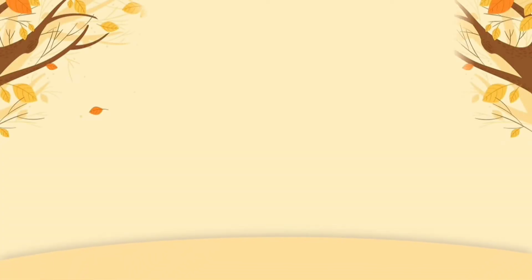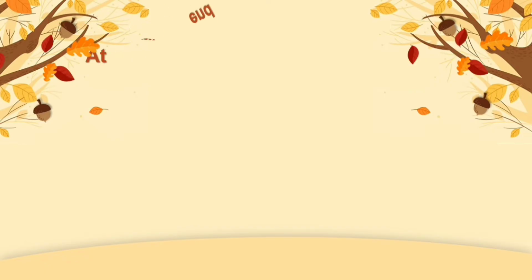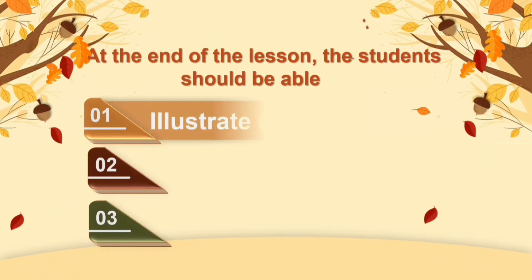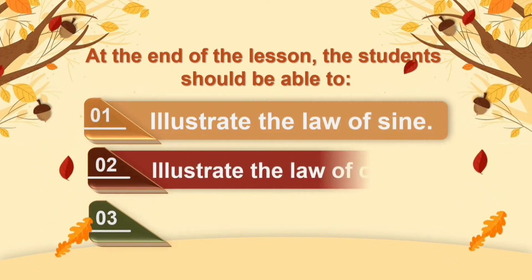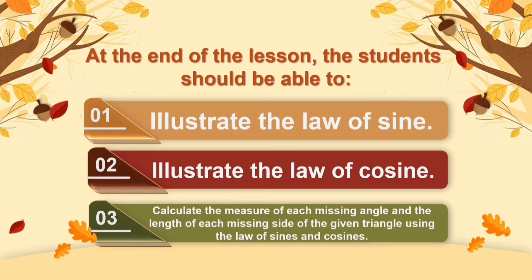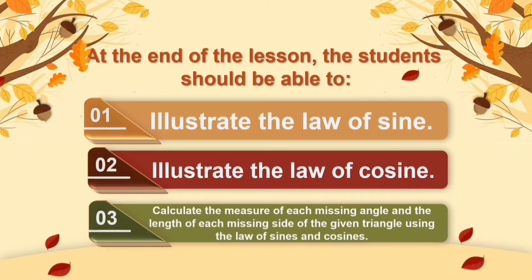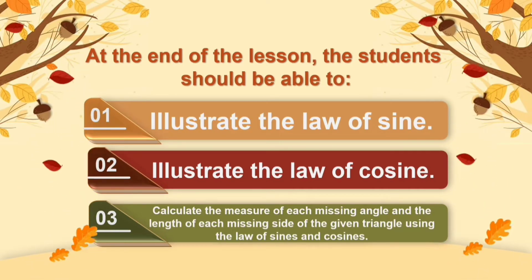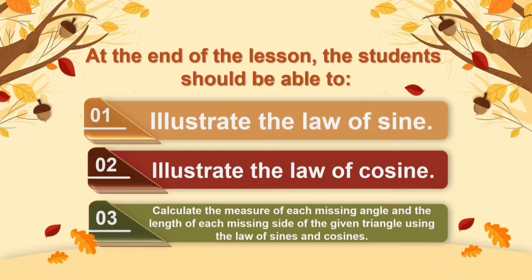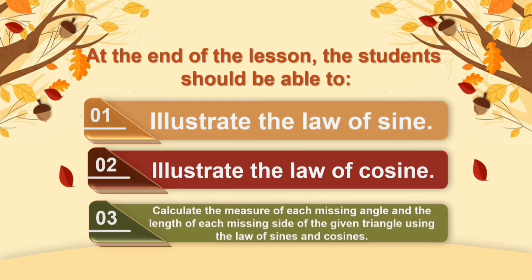Now let's move on to the objectives of our lesson for today. At the end of the lesson, the students should be able to: number 1, illustrate the law of sine; number 2, illustrate the law of cosine; and number 3, calculate the measure of each missing angle and the length of each missing side of the given triangle using the law of sines and cosines.